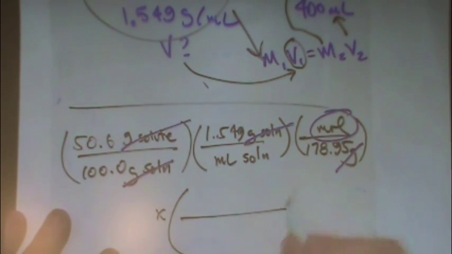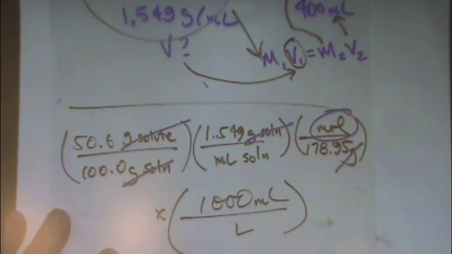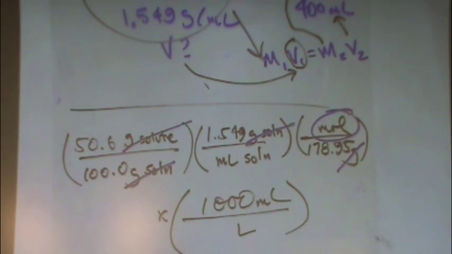One last step: convert the milliliters to liters. So I multiply by 1,000. Is that okay? It's always this. You take the percent mass, multiply by the density, divide by the molar mass, and convert. Okay? Yeah, it's a pretty common conversion.